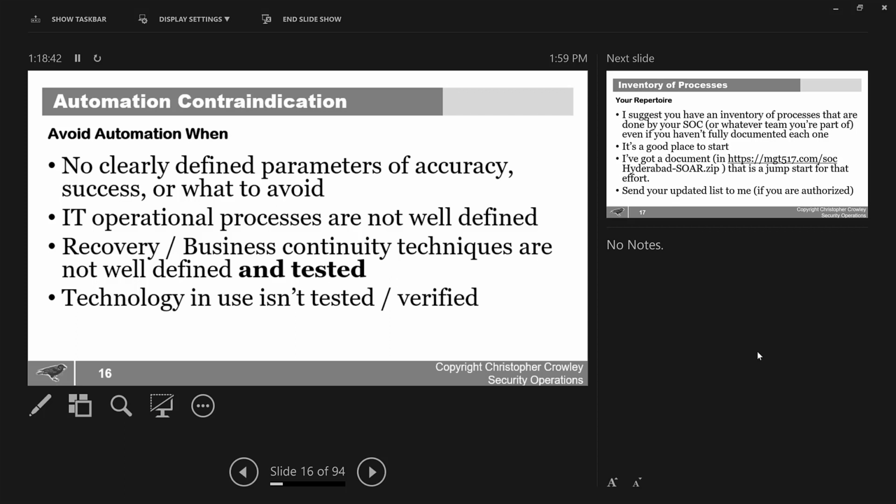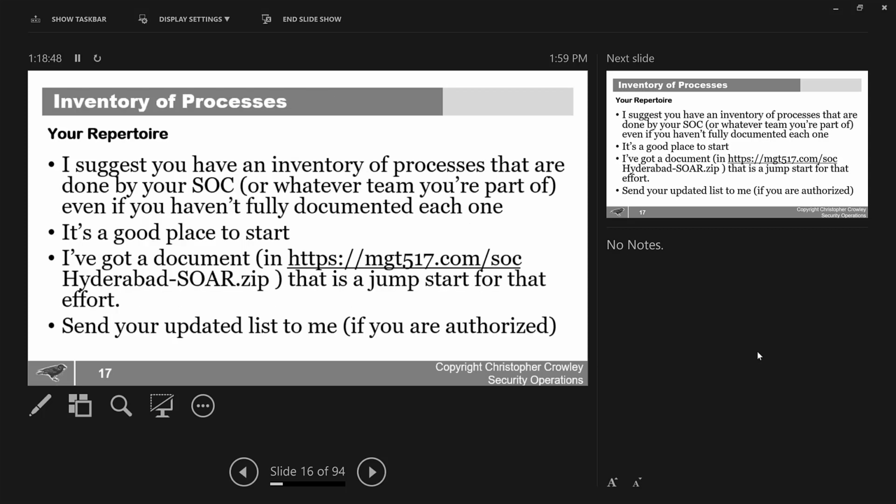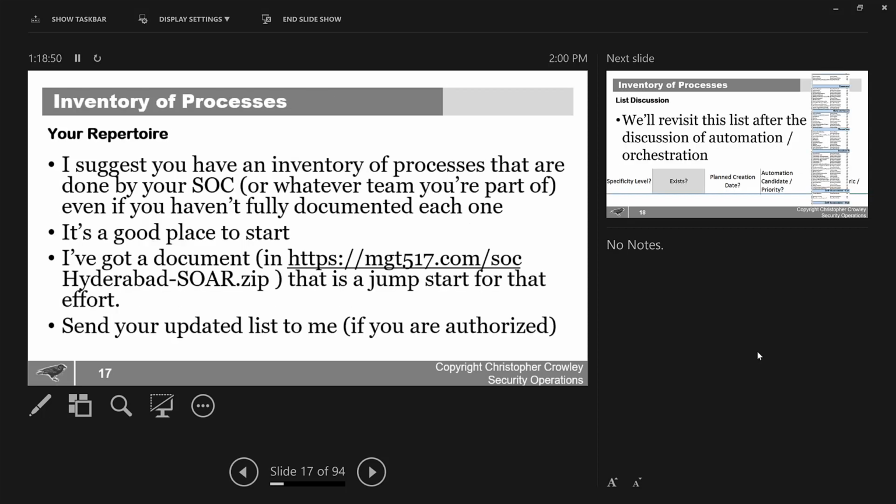But still, we need to do that initial part of determining what the process actually is. If I don't have test scenarios for complicated actions, I shouldn't try to automate it, either in the technology itself or in the actions. So I really think that you should have an inventory of processes.